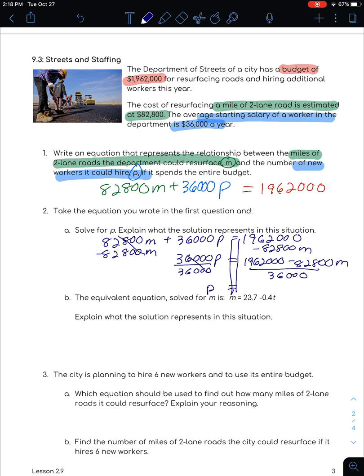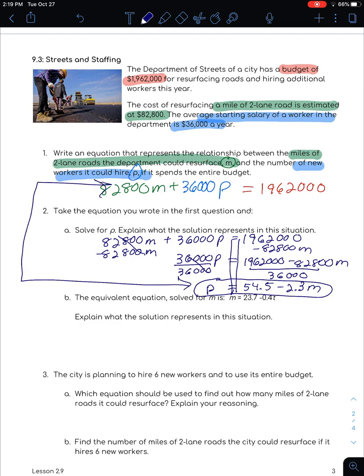And we get P is equal to 54.5, if we take 1,962,000 divided by 36,000. And 82,800 divided by 36,000 turns out to be minus 2.3 M. Okay, so now we've created an equivalent equation to the one up here. These are equivalent. They have the same solution. We've just rearranged the letters to solve for P, to get P by itself, so that if we have the number of workers, we can plug that in.